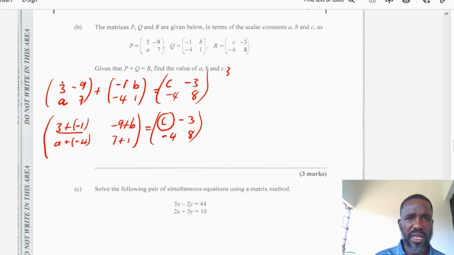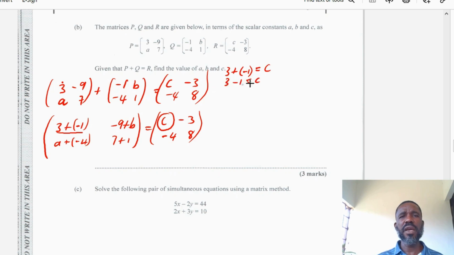So therefore 3 plus -1 is equal to C. And this is the same as saying 3 minus 1 is equal to C. So therefore if 3 minus 1 is equal to C, 3 minus 1 is equal to 2. So C is equal to 2. So we have what C is equal to.